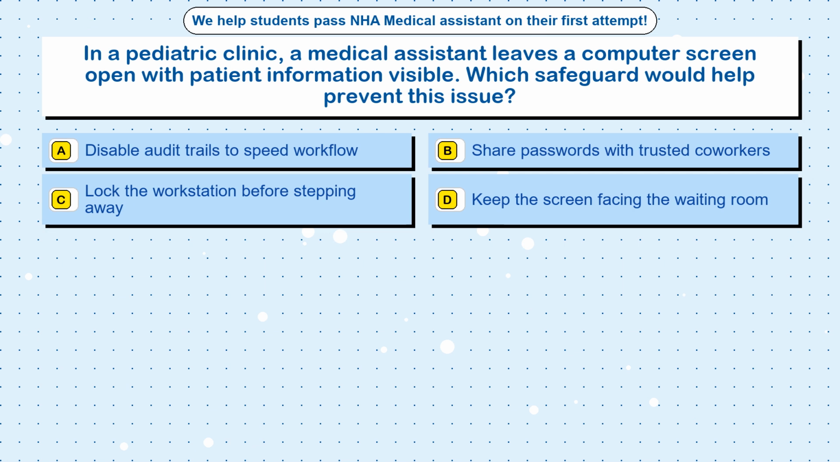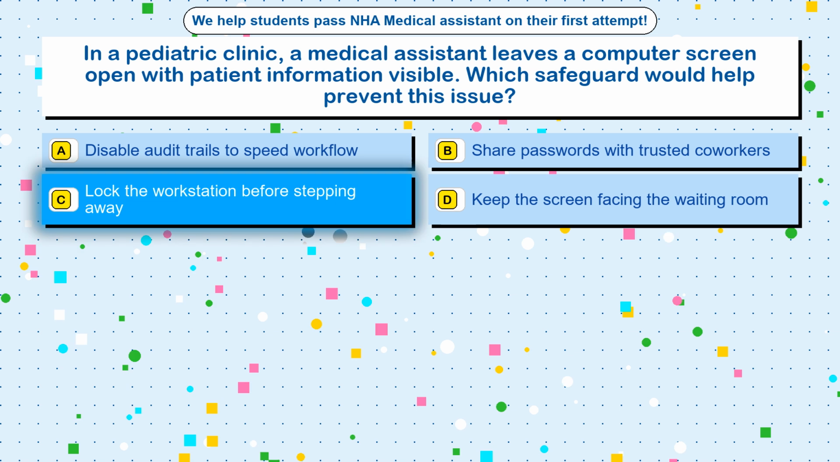Question 8. In a pediatric clinic, a medical assistant leaves a computer screen open with patient information visible. Which safeguard would help prevent this issue? Option A. Disable audit trails to speed workflow. Option B. Share passwords with trusted co-workers. Option C. Lock the workstation before stepping away. Option D. Keep the screen facing the waiting room. The correct answer is option C.